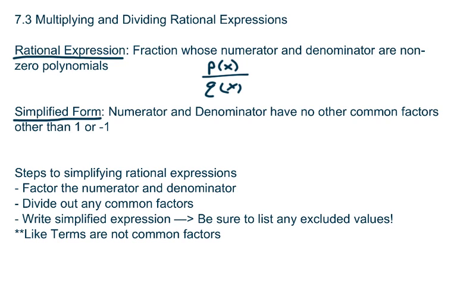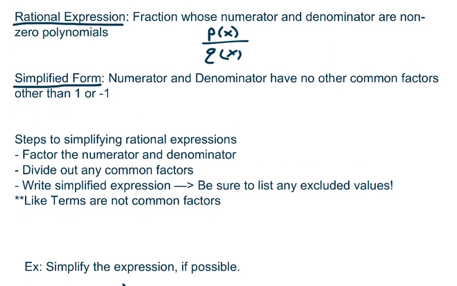So the first step is we're going to factor the numerator and denominator separately. After we do that, we're going to divide out any common factors. So basically, we're simplifying a fraction, and then we're going to write our simplified expression, and we're going to make sure we list any excluded values. And I'm going to show you what all that looks like.